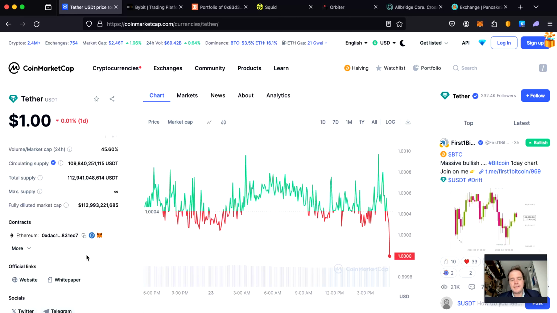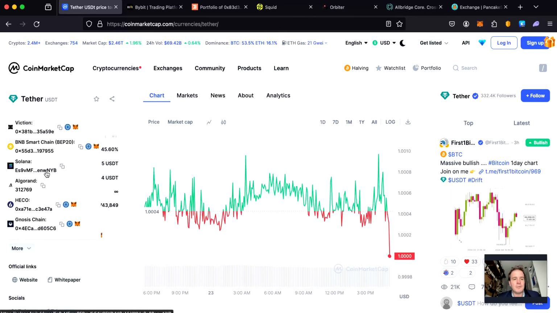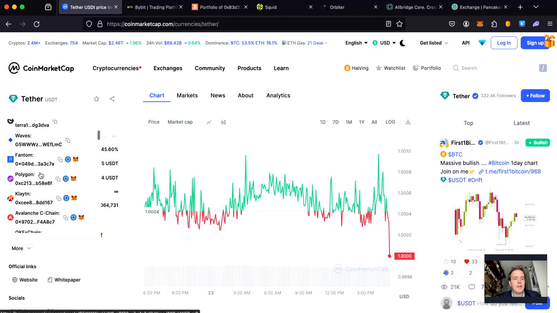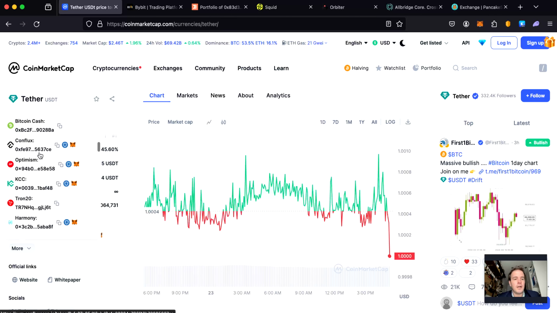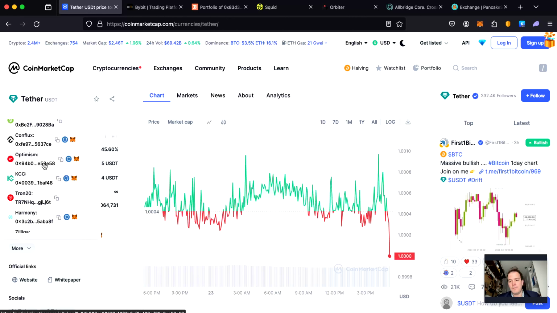Now, USDT is deployed natively across a variety of chains, whether that be layer ones or layer twos. So it's deployed on Ethereum under this contract number. So that's the contract number for USDT. But it is also available, as you can see here, on BNB Smart Chain, Solana, Algorand, Polygon, Optimism. So these are a variety of layer one and layer twos. Layer twos being what sits on top of a layer one that effectively groups transactions and makes them cheaper.